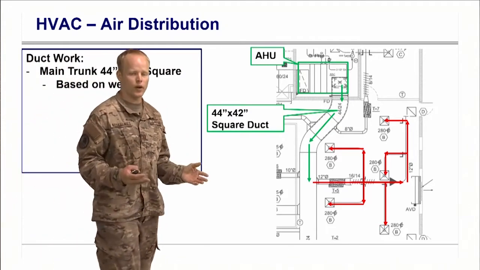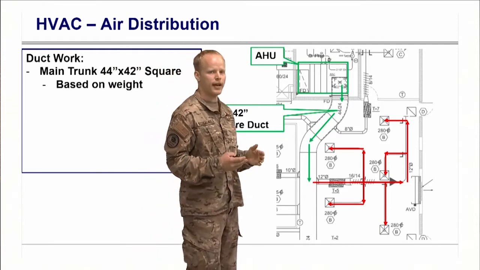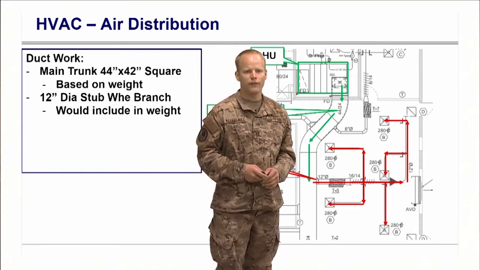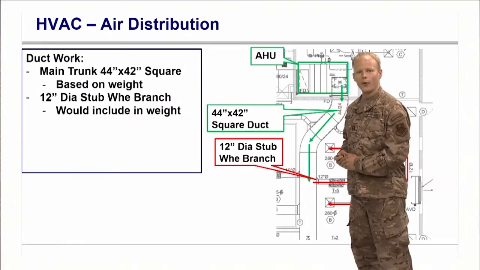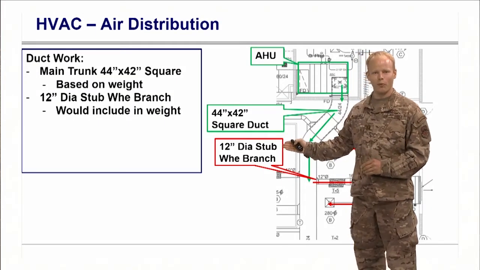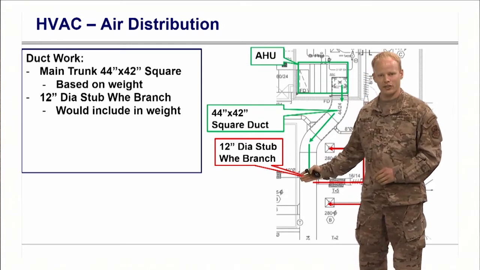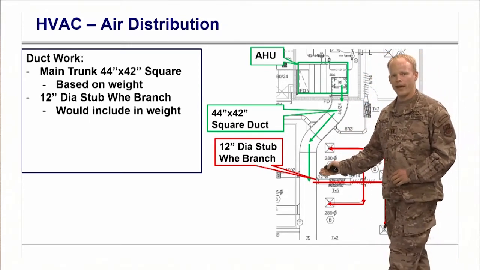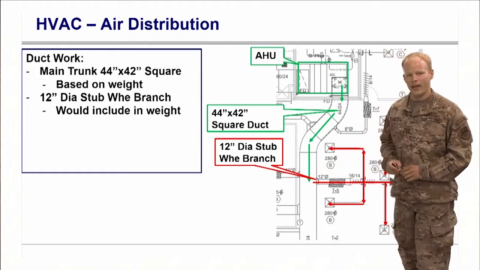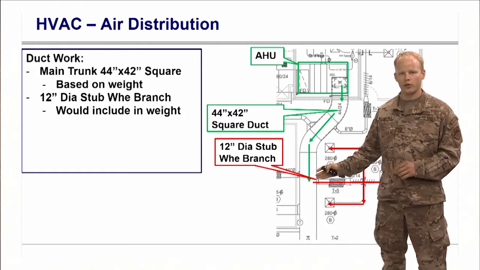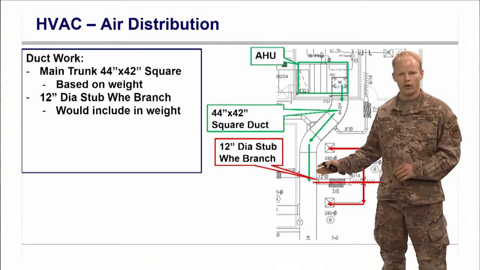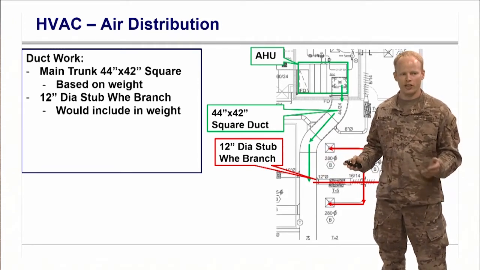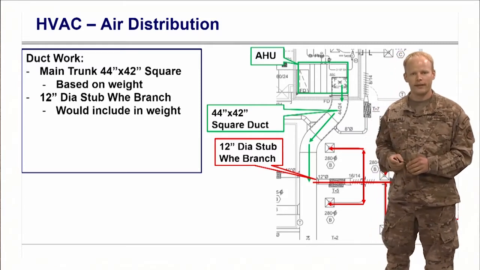We are going to take the quantity, we're going to estimate this based off of the weight. It then branches off to a 12-inch diameter stub. So we have a 12-inch diameter stub Y branch right here. So we have a fitting on our ductwork that I could not find a line item for here, so I would include it in your weight measurement for your 44-inch by 42-inch square. So you'd calculate approximately what the weight is of that.